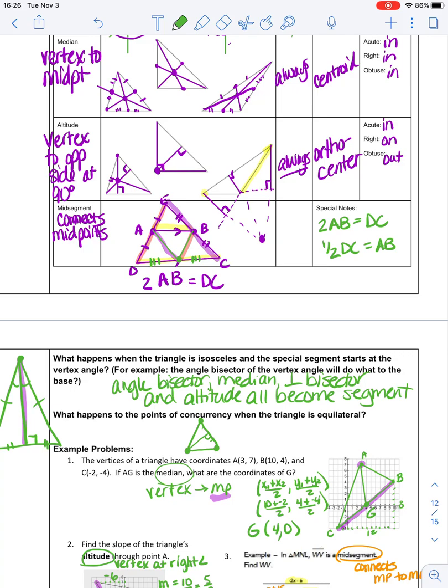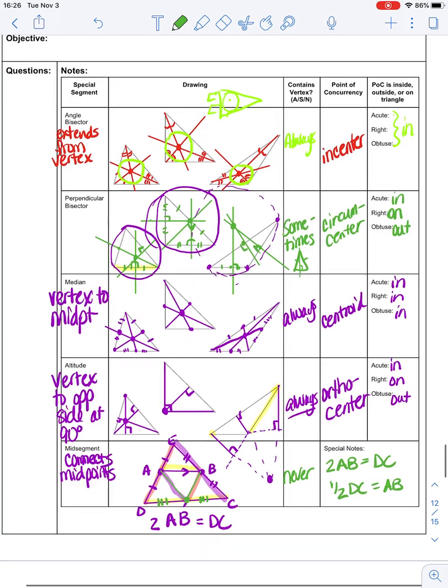And it never goes through the vertex. So it is important that you remember all of those pieces so that when you do the problems, you don't have to think about them.